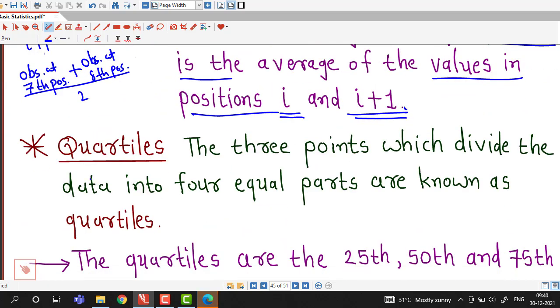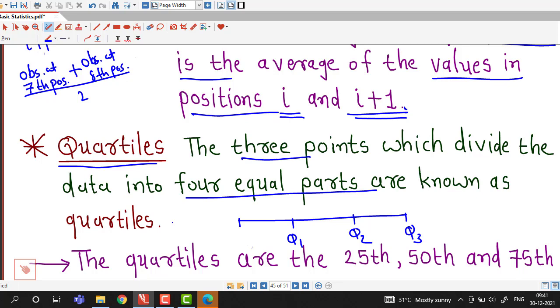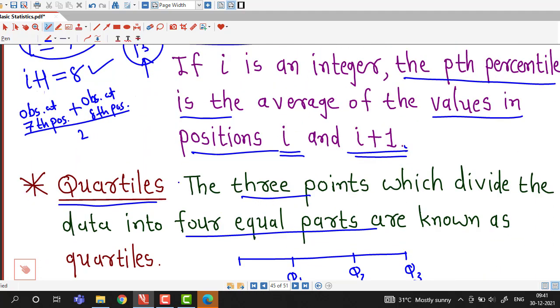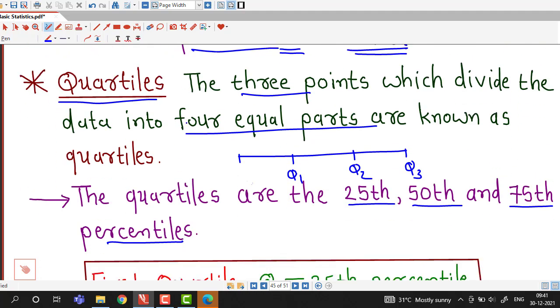After that we have this definition, quartiles. So quartiles are the 3 points which divide the data into 4 equal parts. So for example, here we have Q1, Q2 and Q3. The 3 points which divide the data into 4 equal parts are known as quartiles, and quartiles are nothing but the 25th, 50th and 75th percentiles, and we have discussed how to calculate the pth percentile. So quartiles are a special case of percentiles.